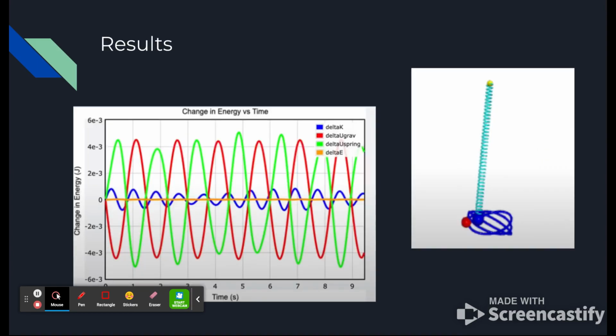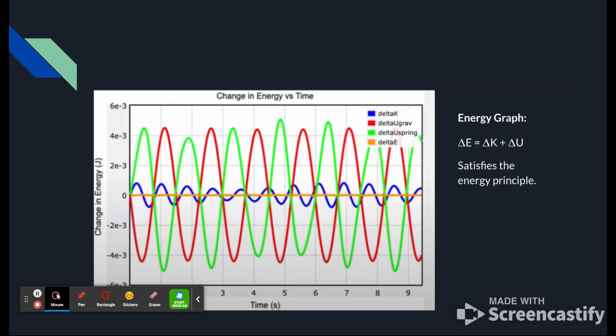And then here are the results. It came up with a model, like the one here on the right, and then on the left is the energy versus time graph. And here's a better look at that. It basically shows that the change of energy is equal to the change in kinetic energy plus the change of potential energy. And this is good because this satisfies the energy principle.